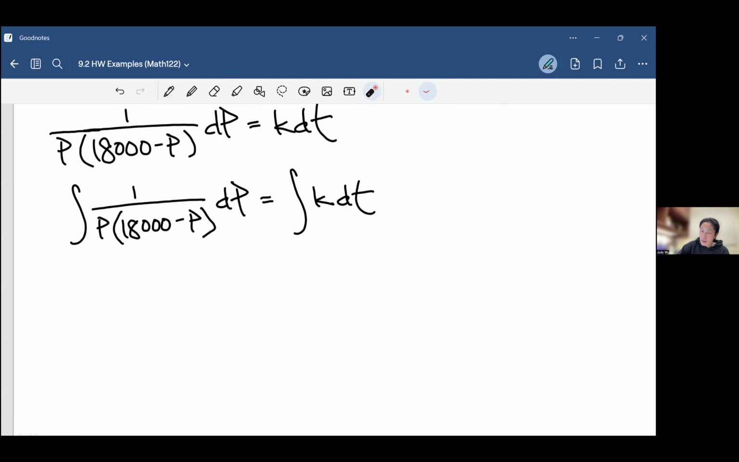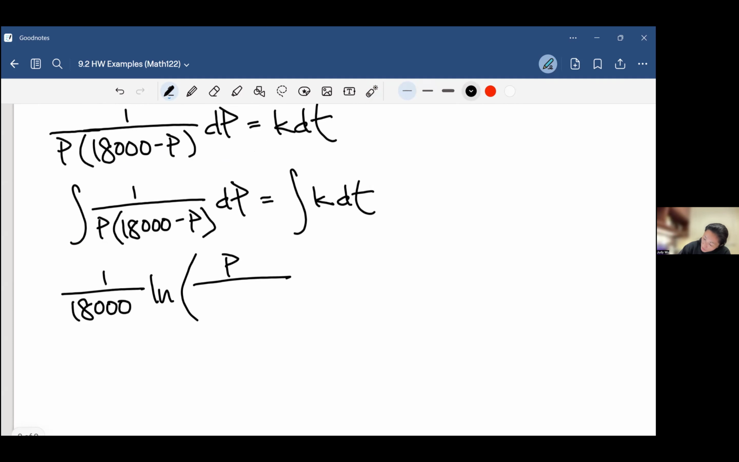Now, just like our lecture video, this is actually one of the integrals in the table. And so if we use our table, here's what we get. 1 over 18,000 natural log of P over 18,000 minus P. And when we integrate the right-hand side, we end up with kt plus, I'm going to use the letter D for right now, but D is a constant just like C, just like our A from the other video, okay?